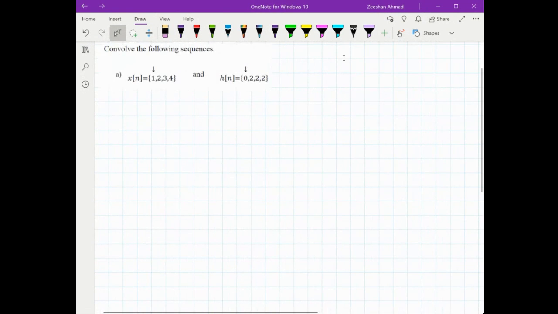Yes, question. I'm just solving it using another method here, a very easy method. You will get an answer very quickly. Okay, this will be the tabular method here. Now let's suppose my x of n is this one. Just rewriting it.